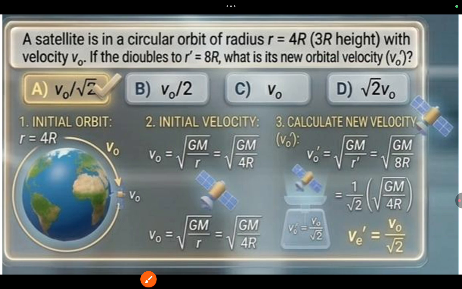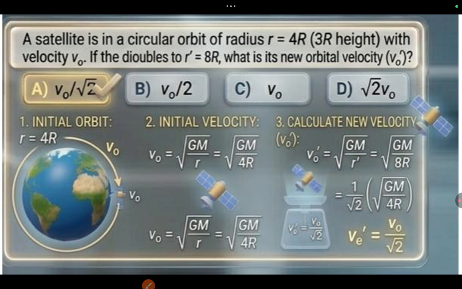A satellite is in a circular orbit of radius R, which is R equal to 4R. The height is 3R. With the velocity V naught, if the radius doubles to R dash equal to 8R, what is its new orbital velocity? Orbital velocity is how much? 7.2 km per second. Is it right?